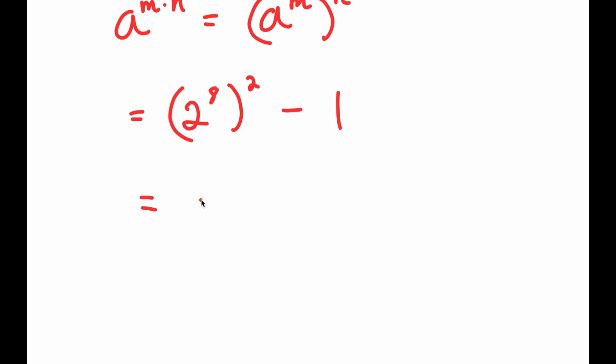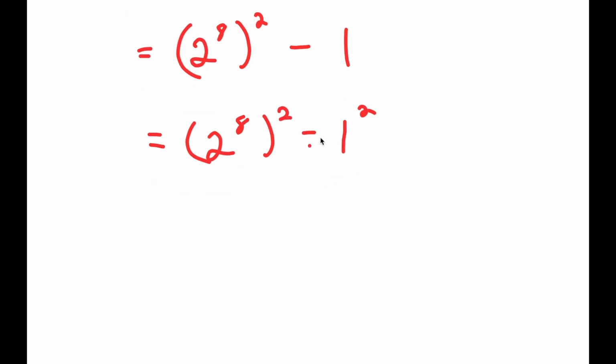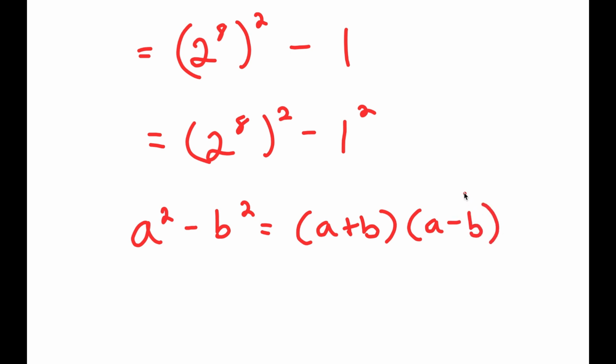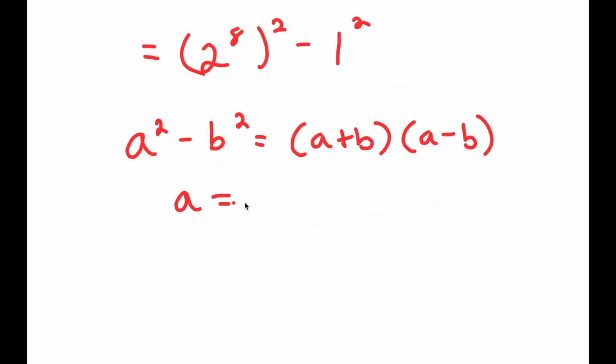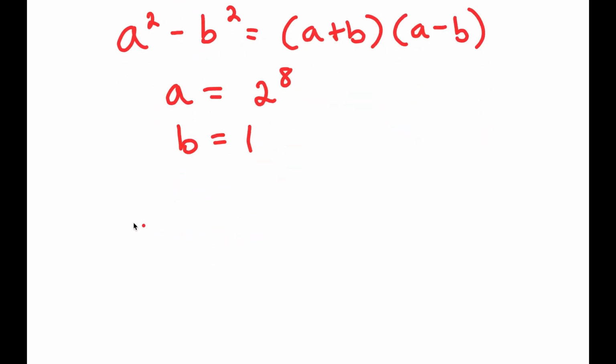Now I'm going to rewrite 1 as 1 squared, which is the same thing as 1. The reason I put this in this form is so now I can use the property a squared minus b squared is equal to a plus b times a minus b. So in this case, a is 2 to the power of 8 and b is 1. Using this formula, I get 2 to the power of 8 plus 1 times 2 to the power of 8 minus 1.